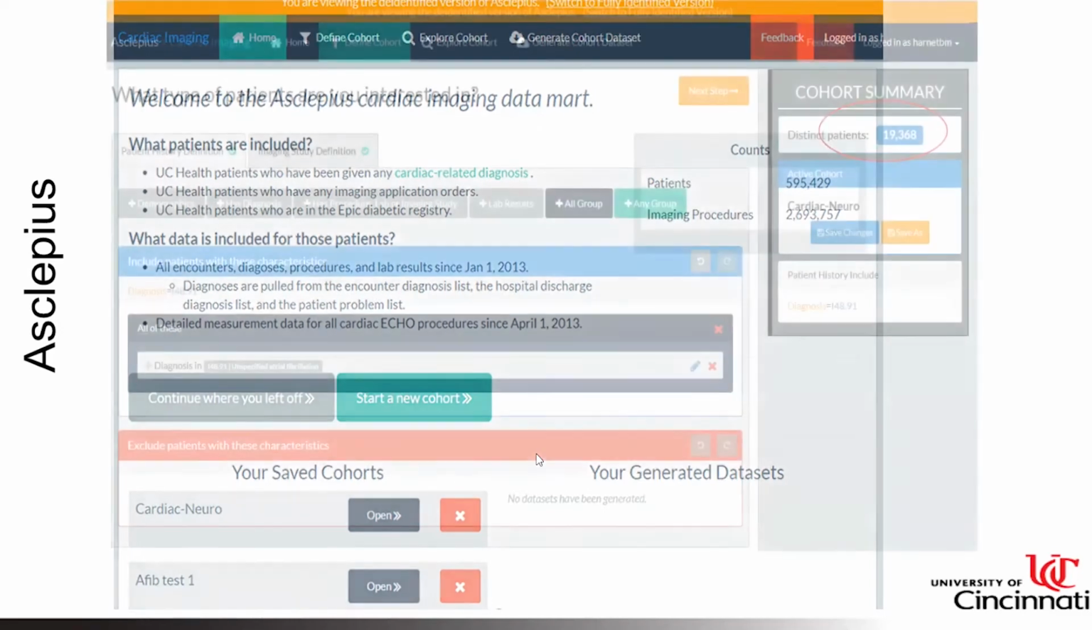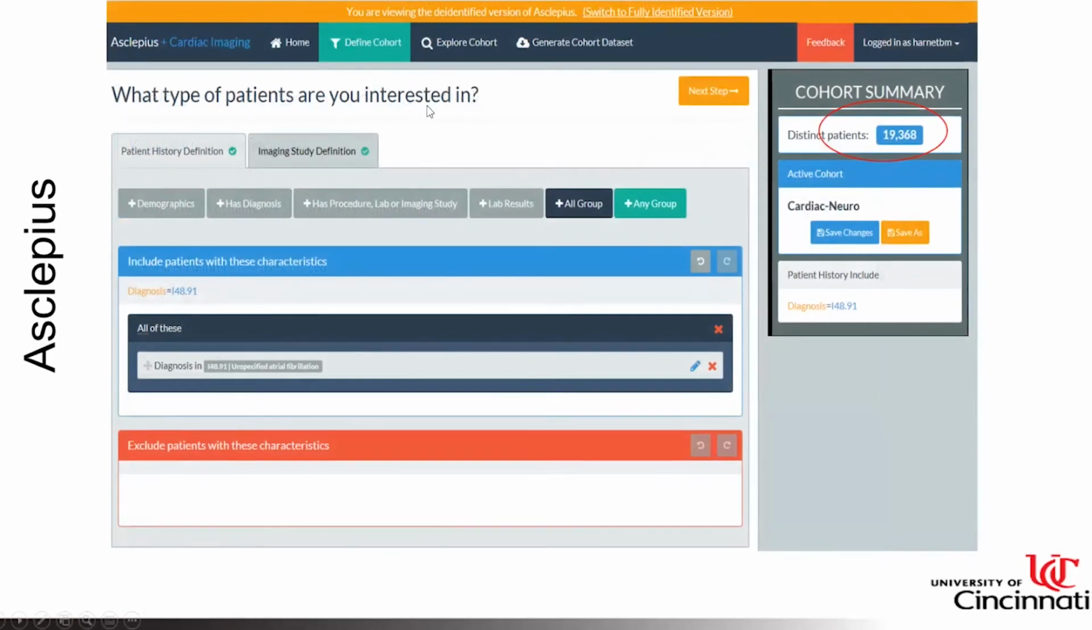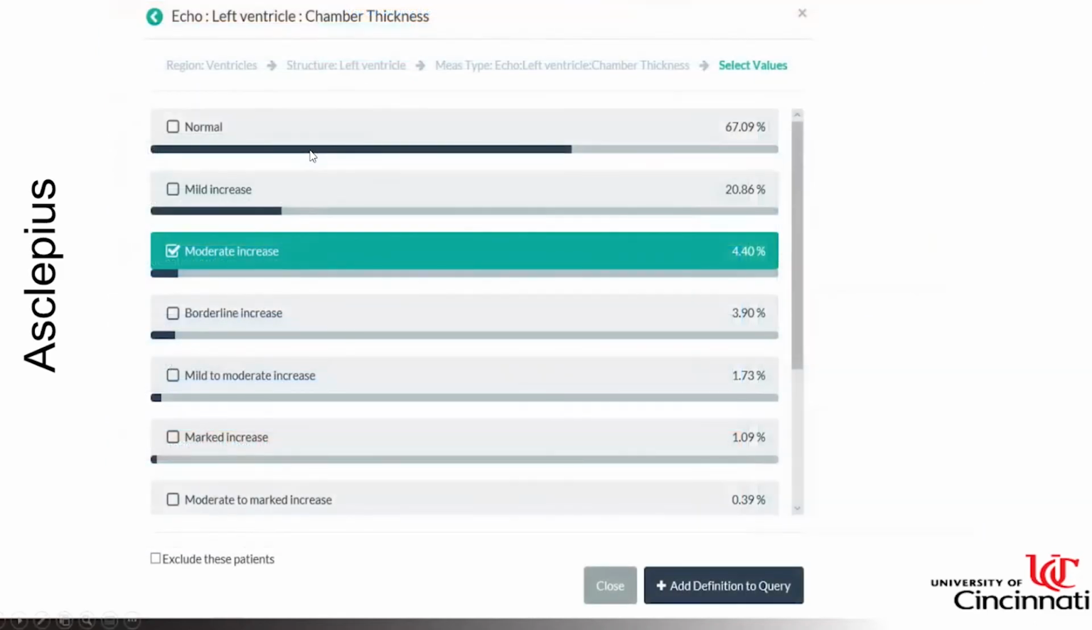You can save your cohorts. I'm just going to go through this fairly quickly, but you can describe your patient population. So you are kind of like TriNetX, defining your initial population. And you're looking for those with unspecified atrial fibrillation. And here we have 19,000 patients. Notice there's two tabs here, imaging studies as well. So if we go to the imaging study, we want to say, okay, of that cohort, how many of those people had a moderate increase in left ventricle chamber thickness?